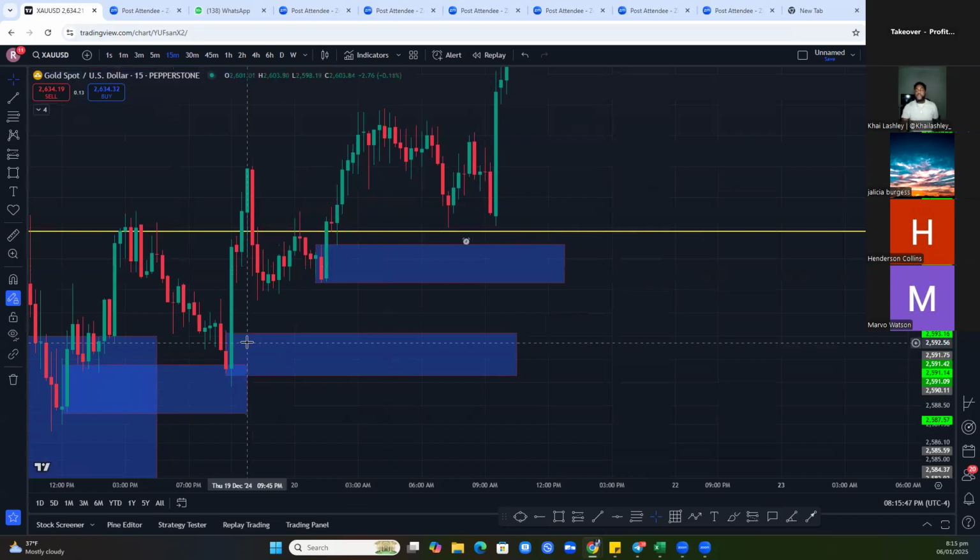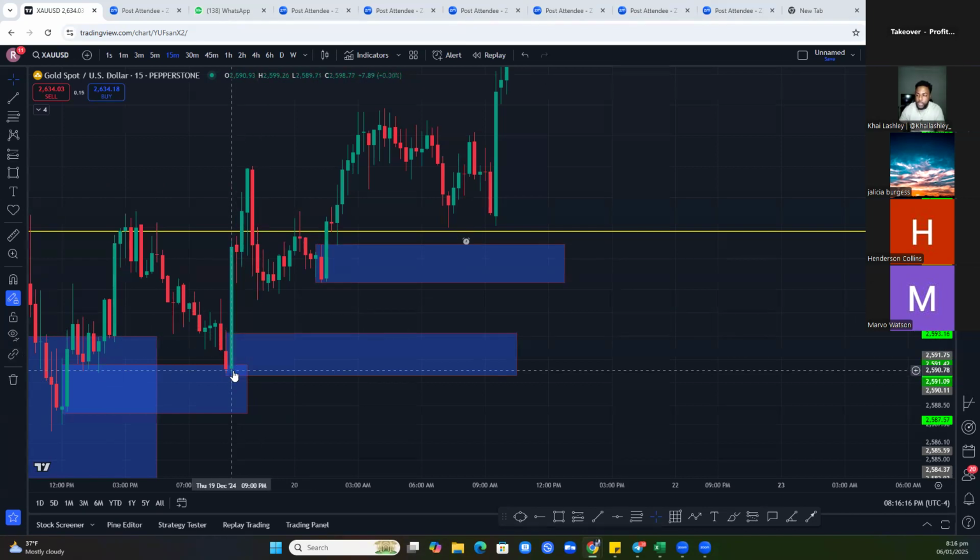First and foremost, the first thing we want to be able to do is identify the engulfing candle. That's what we were talking about. For example, this particular one right here, we can see the momentum. We see that engulfing candle, and the market pushed up.